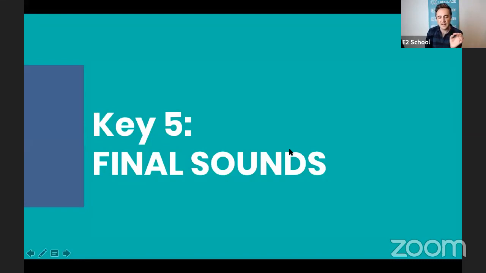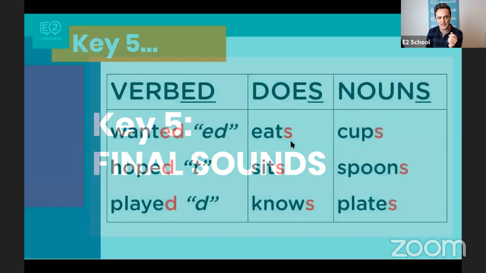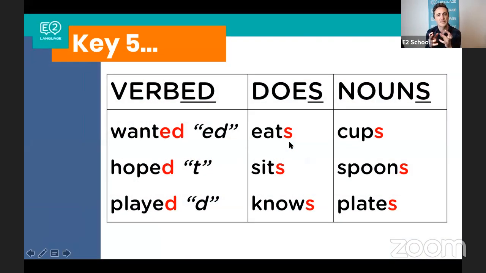Cool. Let's have a look at final sounds. This is actually an element of pronunciation in terms of the sounds, and this is critical. As I mentioned before, in English, a lot of our grammar, a lot of our meaning is attached to the final sound of words. For example, you know past tense verbs, right? Like wanted and hoped and played.